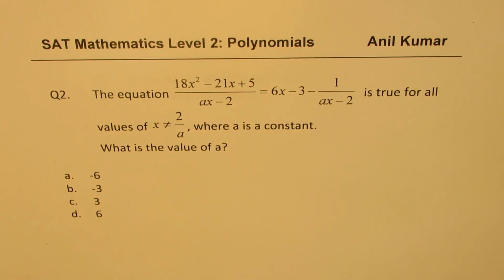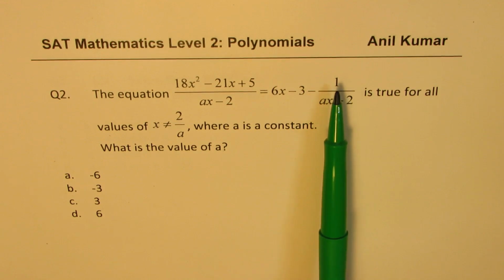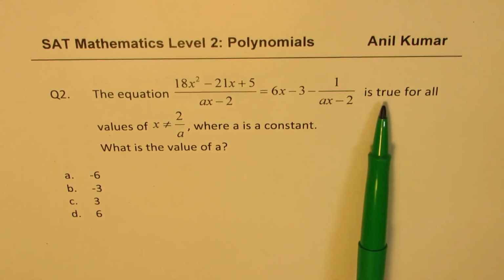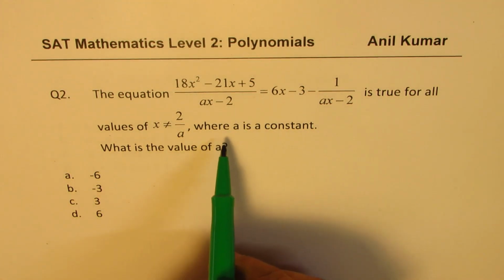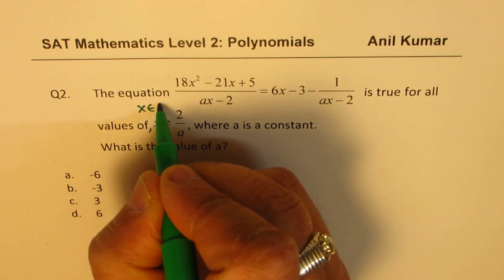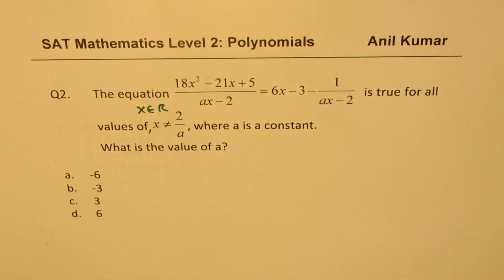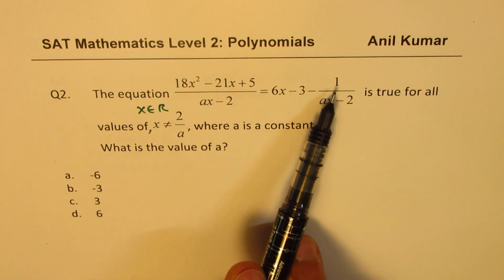Question number 2. The equation (18x² - 21x + 5)/(ax - 2) = 6x - 3 - 1/(ax - 2) is true for all values of x, where a is a constant, except x belongs to R, except x is not equal to 2/a, right? So what is the value of a? That is what you need to figure out. Now this is also based on the polynomial division statement. So you can see from here clearly that the quotient is 6x - 3 and the remainder is -1.